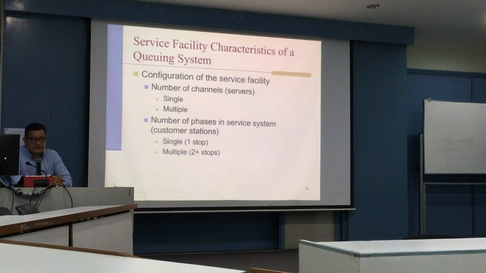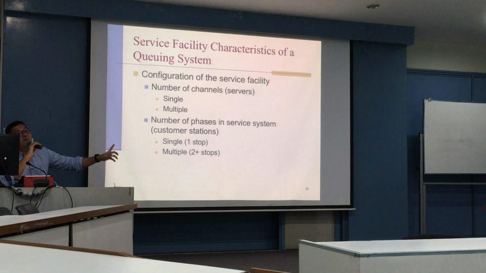And for the number of phases, as I mentioned, that refers to the number of stopping points of the customer. So single phase, just like the ATM machine, the customer stops at just one point, the time that they're using the ATM to get the money. And when they finish, they depart the system.